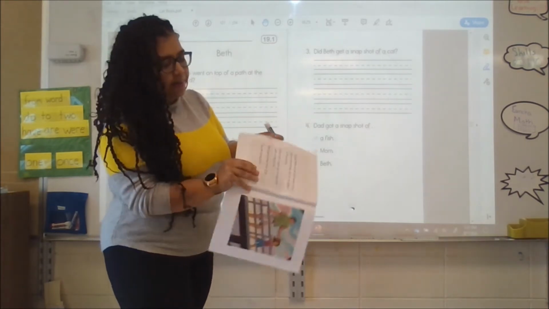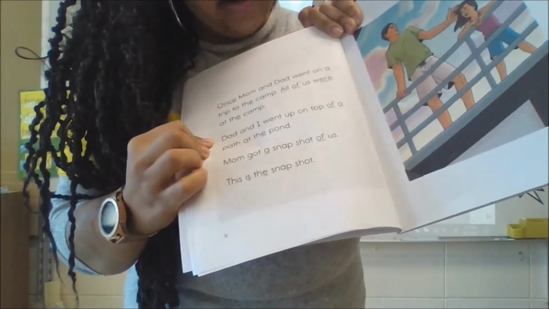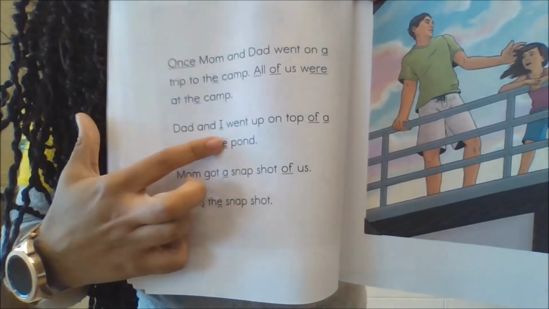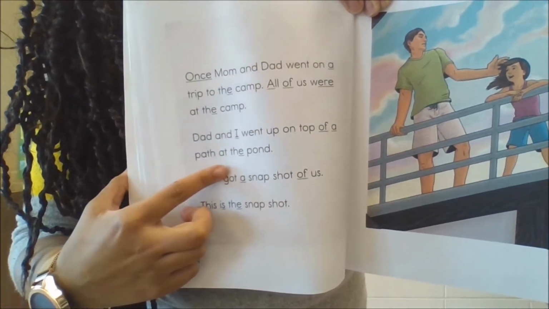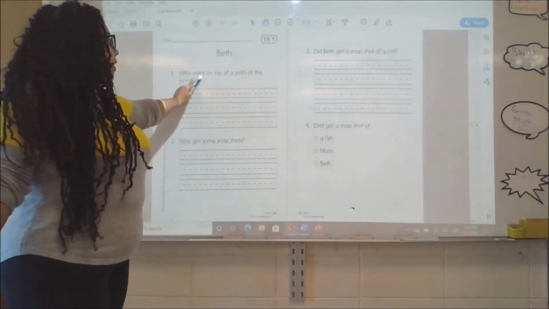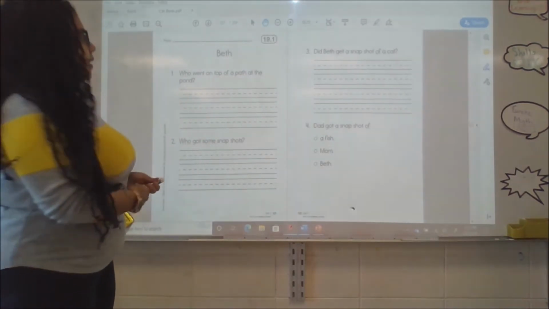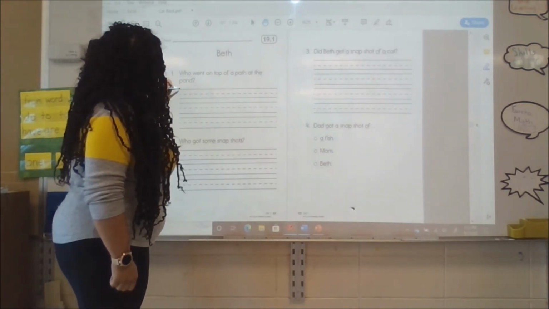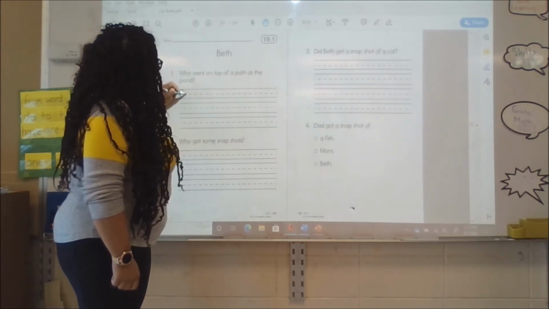Oh, here it is, look. On page number 4, this third sentence right here, it says, Dad and I went up on top of a path at the pond. So, if the question is, who went on top of a path at the pond? The answer would be, so the book says Dad.